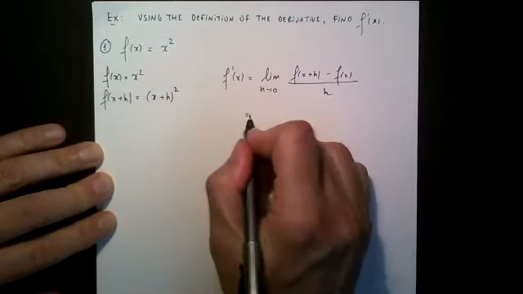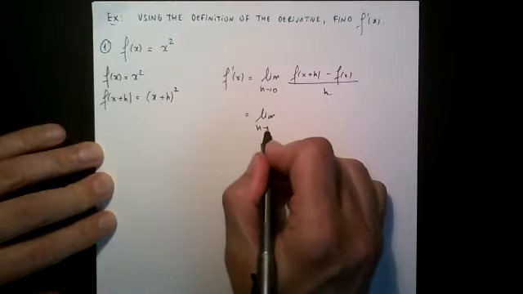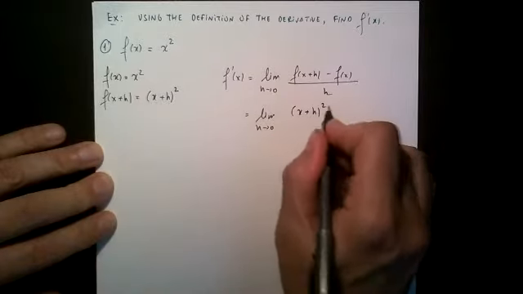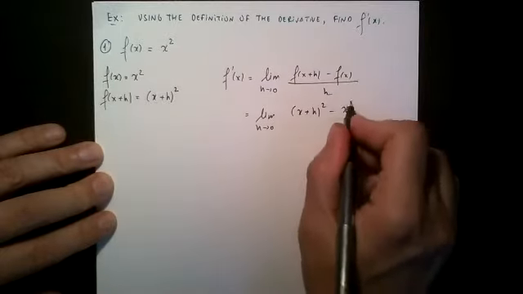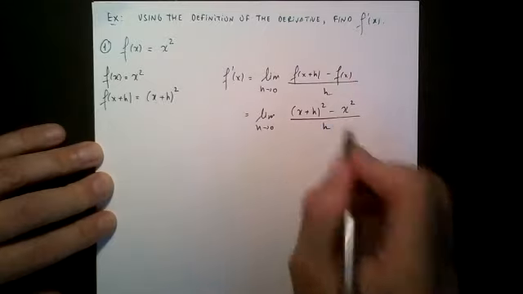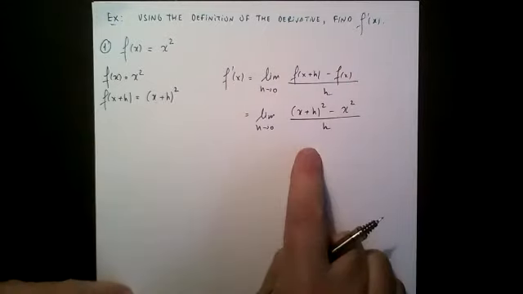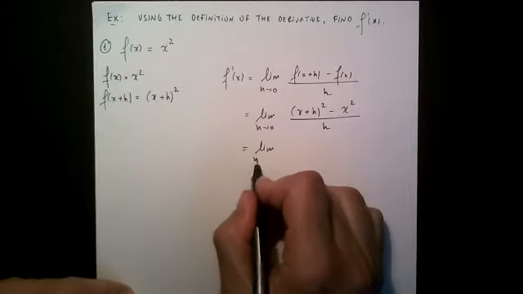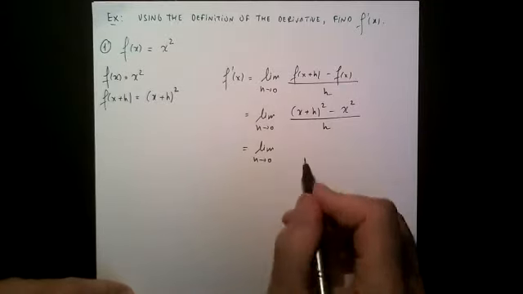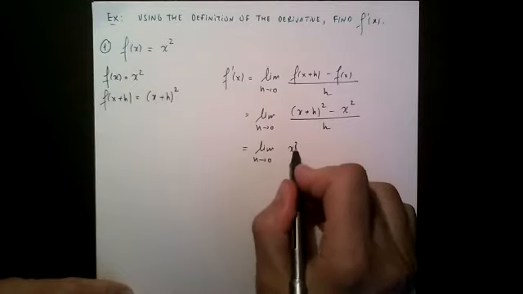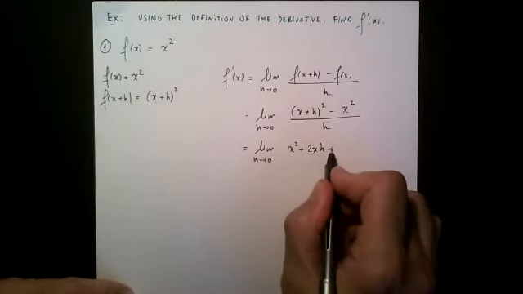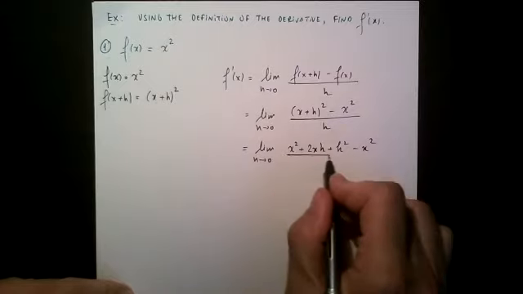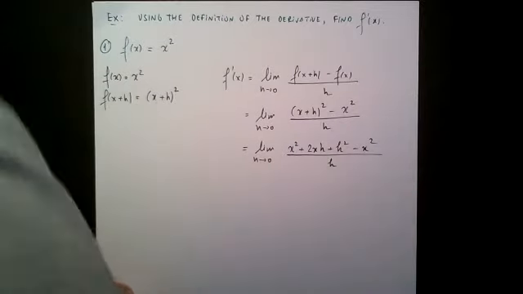We know the definition. Limit as h approaches 0, so f of x plus h is this guy here, minus f of x, which is x squared, over h. Okay, so this is the limit we need to evaluate as h approaches 0. So I'm going to expand x plus h squared: x squared plus 2xh plus h squared minus x squared, all this over h.